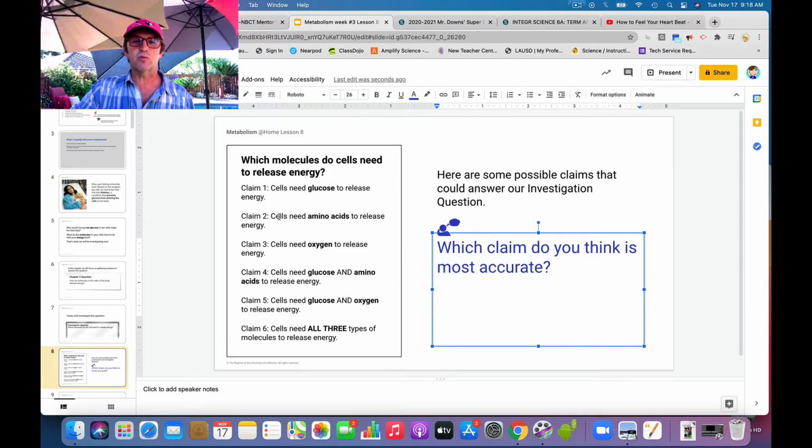So right now, let's read them. This is just a guess based on our research. Claim 1: cells need glucose to release energy. So which molecules do cells need to release energy? Glucose.